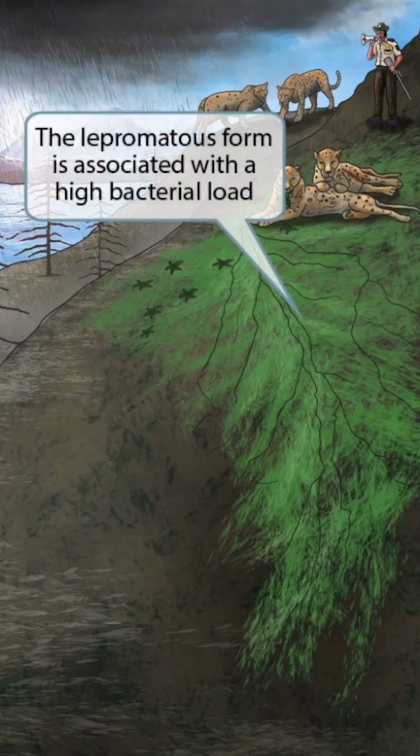As we discussed a moment ago, the pathogens are unable to be successfully destroyed, so there is a high bacterial load. To help you remember this, we've shown the 2 leopards higher up on a hill that's covered with a ton of green mold. So high up on the hill and covered with mold for the lepromatous form is associated with a high bacterial load.